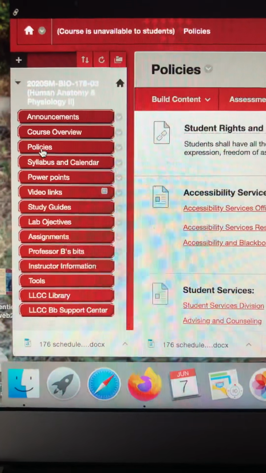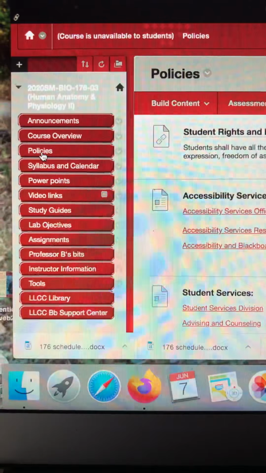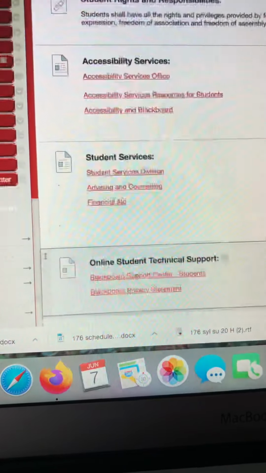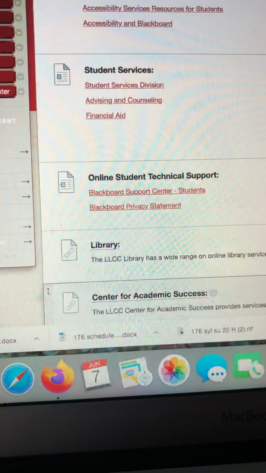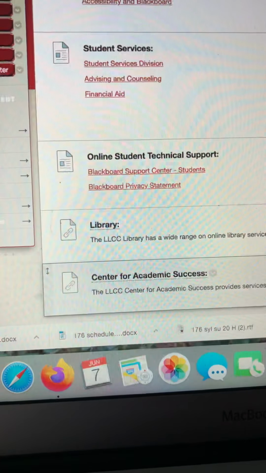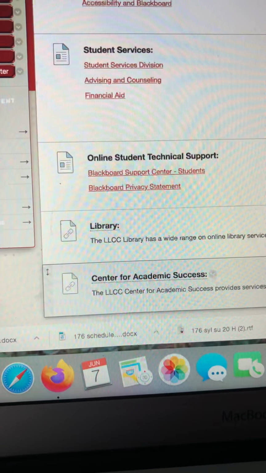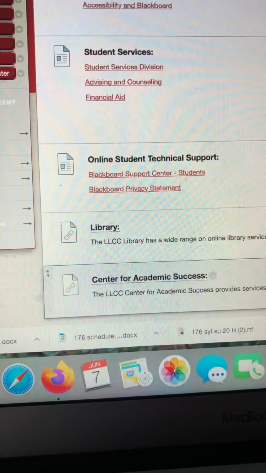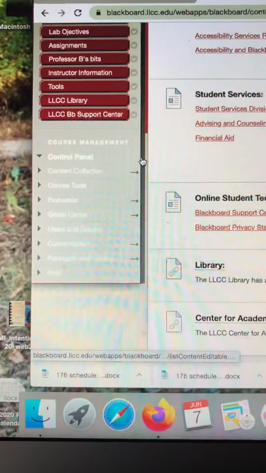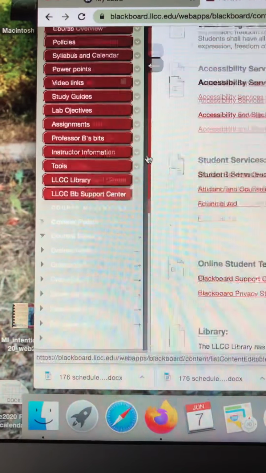It gives you a whole bunch of live links where you can see the student rights and responsibilities, accessibility, student services, online student technical support if you need Blackboard help, the library, and then Center for Academic Success, which is where you can get tutoring if you so require it. The school does have free online tutoring also for summer.